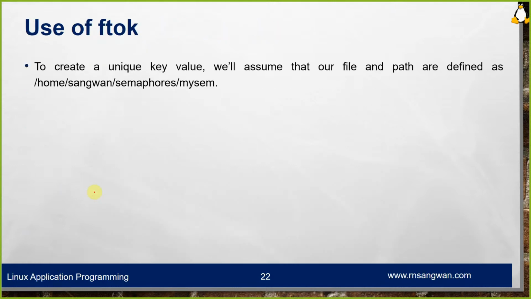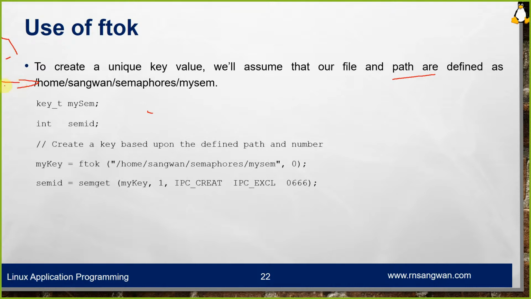Use of ftok, that is a token, and that stands for file token, to create a unique key value. We'll assume that our file and path are defined as this, which is similar to what we learned in yesterday's lecture also, that if we use the key from a given file in the file system, that will ensure that it's always unique. And here we are using the same. First we are creating the key, exactly same.